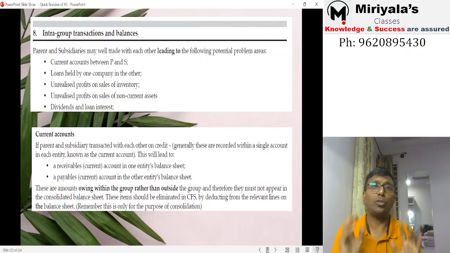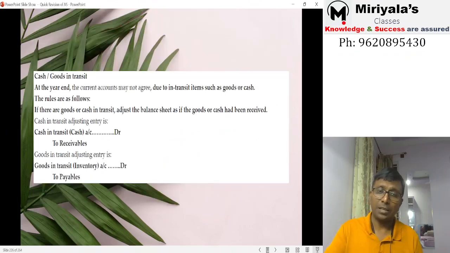After preparing the consolidated financial statements, you should knock off from this side and that side. In the same fashion, bills receivable, bills payable, loans given and loans taken are supposed to be knocked off. Okay. Yes, that is the matter.